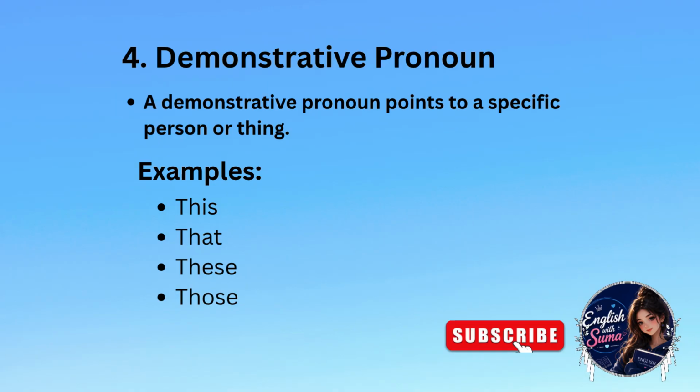A demonstrative pronoun points to a specific person or thing. We use this and these for things that are near, while that and those are used for things that are farther away. For example, "Those are my books."